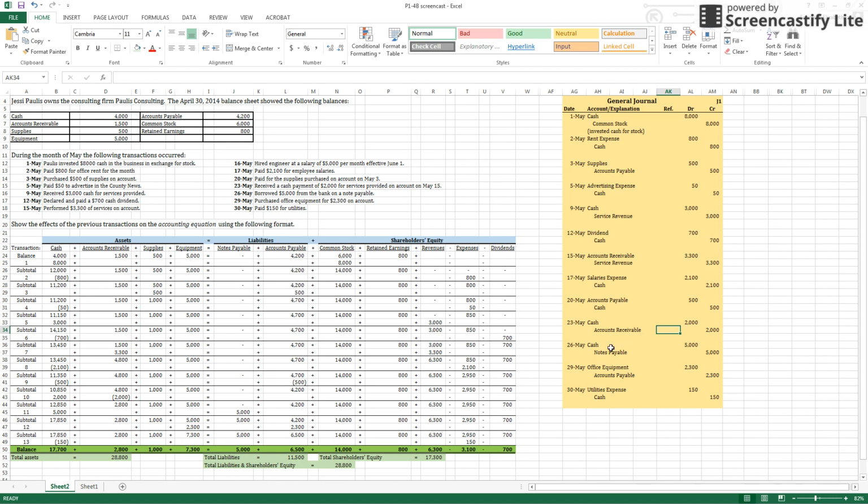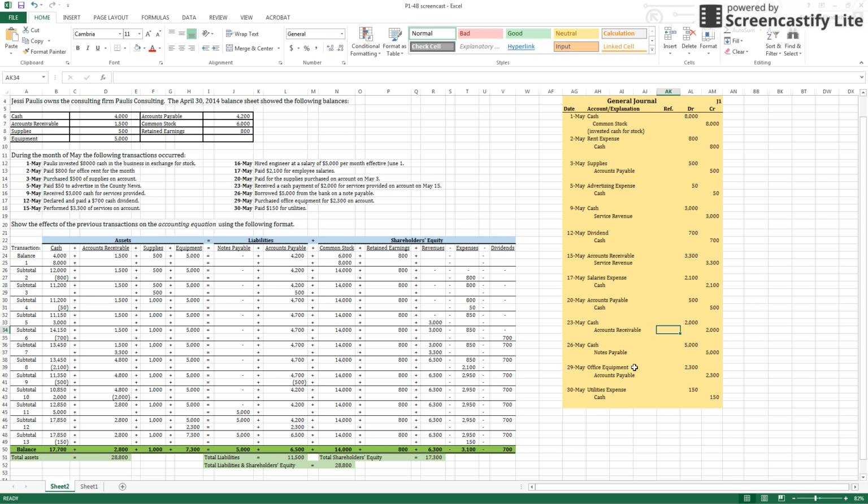On the 26th, we borrowed $5,000 from the bank on a note payable. So that means we received cash from the bank. That would be an increase in cash. We would debit it for $5,000. And we have a liability that's increased, notes payable, $5,000.